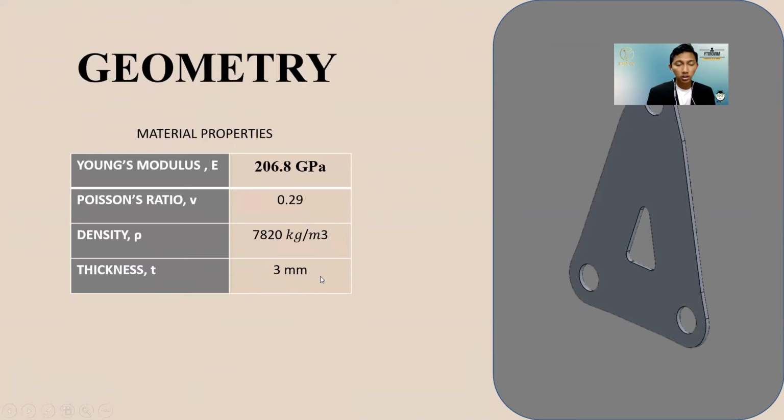So this is our geometry of our bracket. This geometry follows the requirement as stated in our project guideline. So this is the material property. Young's modulus is 206.8 gigapascal and the Poisson ratio is 0.29 and the density of the bracket is 7,820 kilogram per meter cubed and the thickness is 3 millimeters.